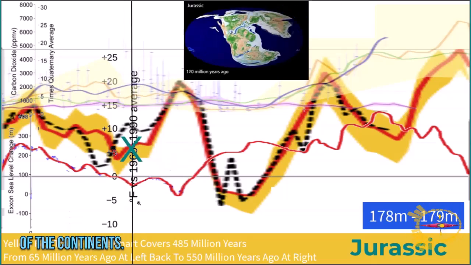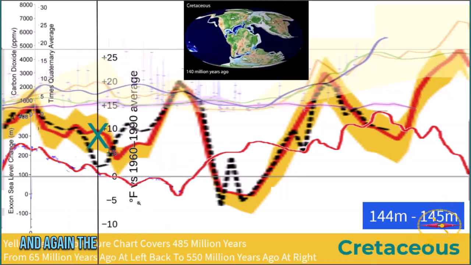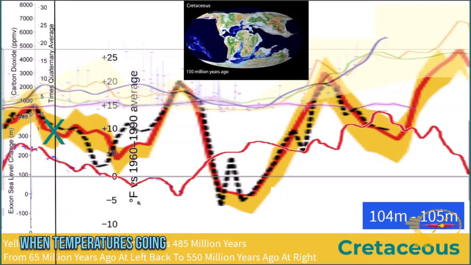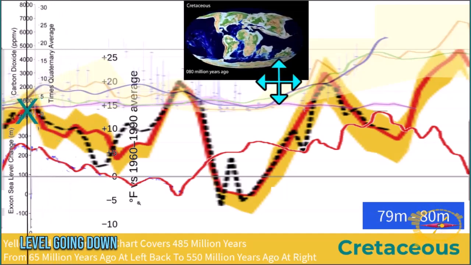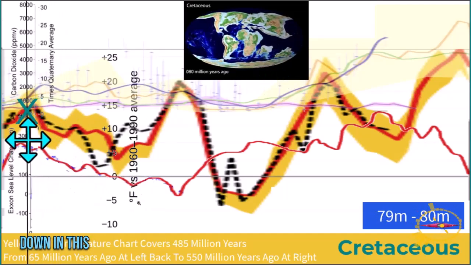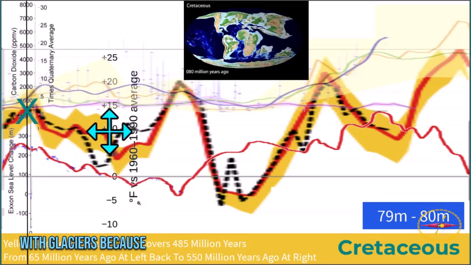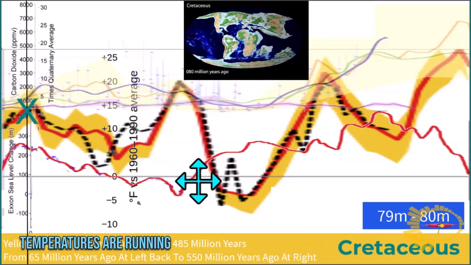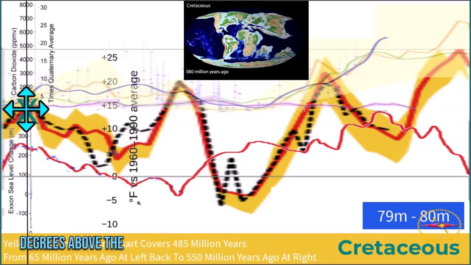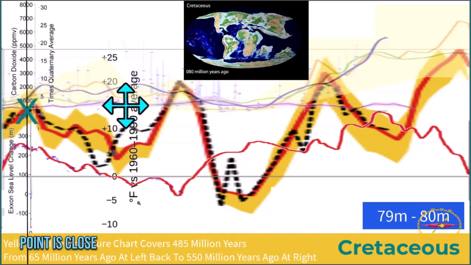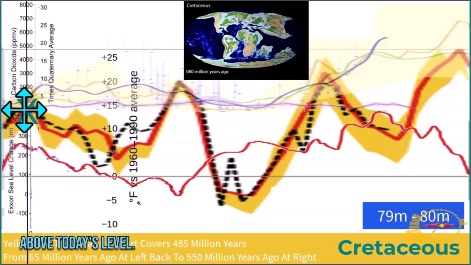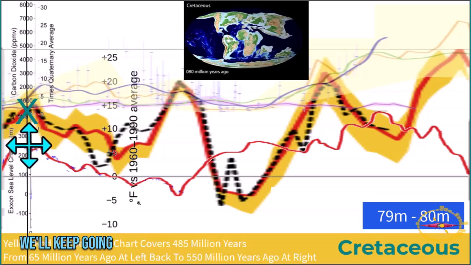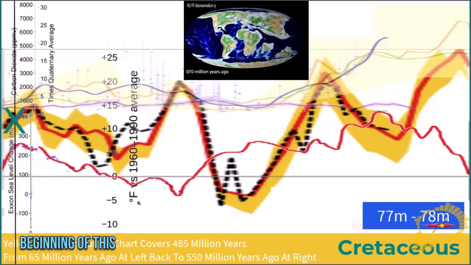Note the breakup of the continents. And again, the difference between sea level going up when temperatures go up or sea level going down when temperatures go down in this particular case has nothing to do with glaciers because there's no worldwide ice age going on at this point in time. Temperatures are running really high, 15 degrees above the present, and sea level at this point is close to 250 meters above today's level. We'll keep going forward until we get to the beginning of this panel.